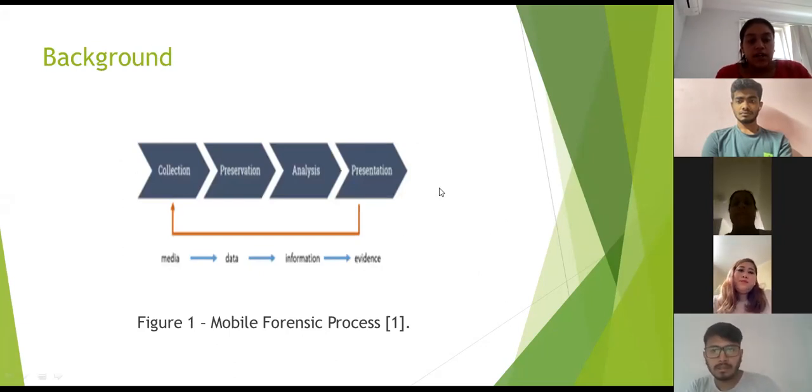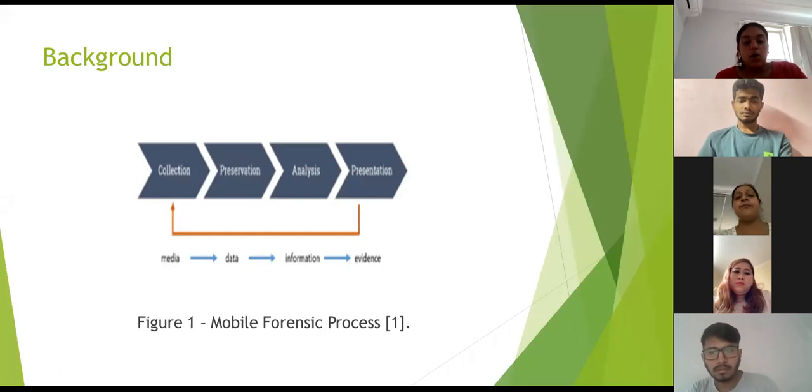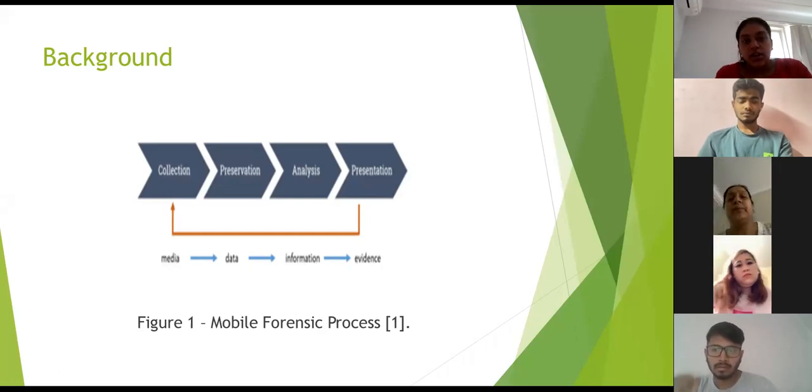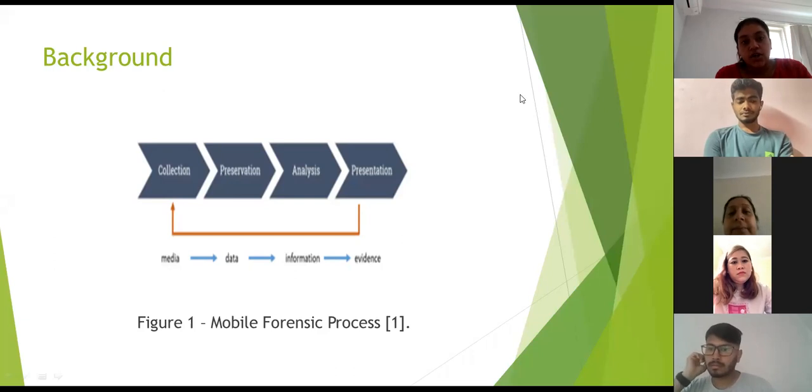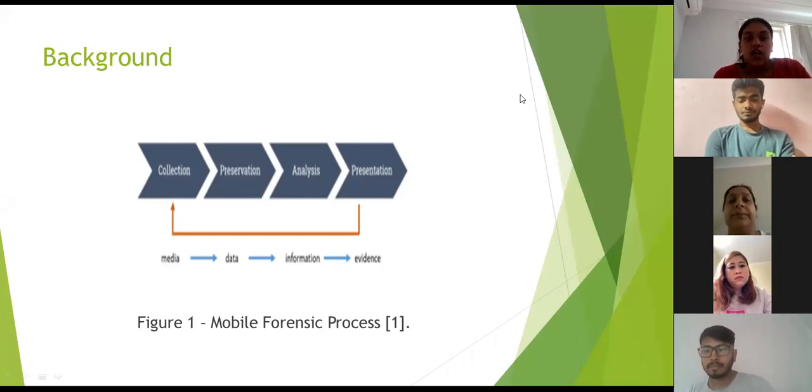Now moving on to the next slide, which gives us information about the background. Mobile forensics is used to recover evidence or relevant data from mobile devices. There is a process to be followed step by step to achieve the desired result. The process starts with collection, preservation, analysis, and presentation, in which we start by collecting raw data from media, and we end at finding the evidence.